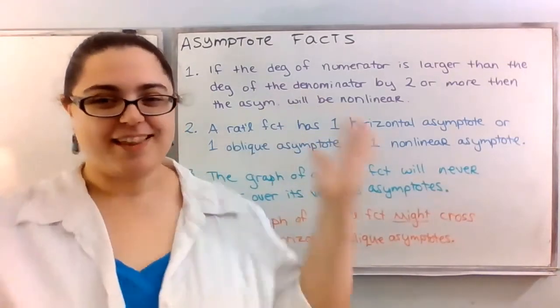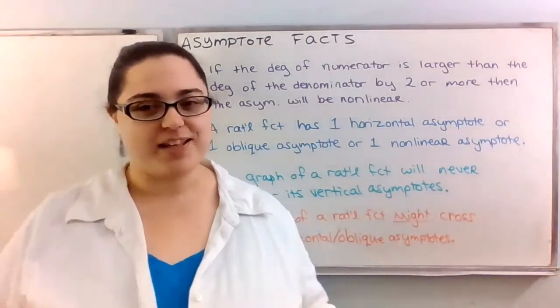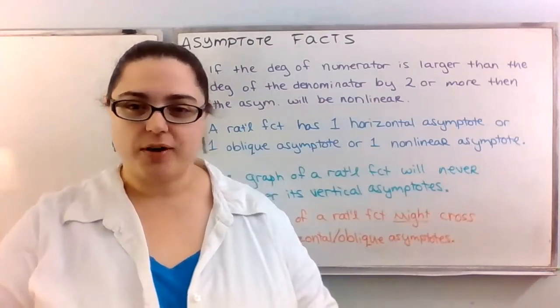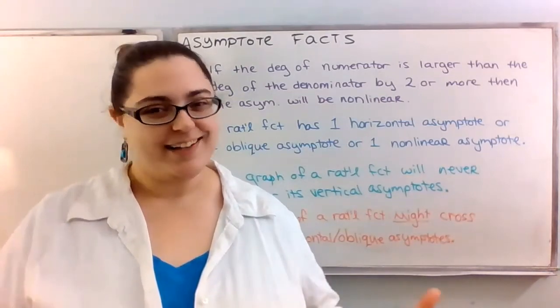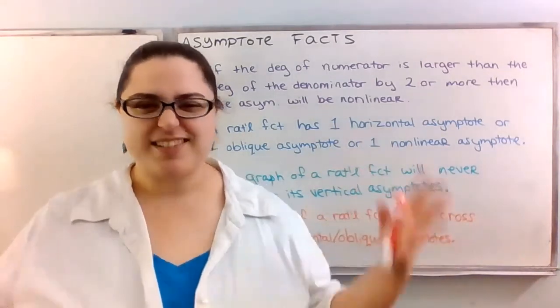For this video, that wraps it up. So I hope this video was helpful to you in identifying the holes or asymptotes of rational functions. And as I mentioned, in our next video, we're going to start graphing rational functions, put all this stuff together.